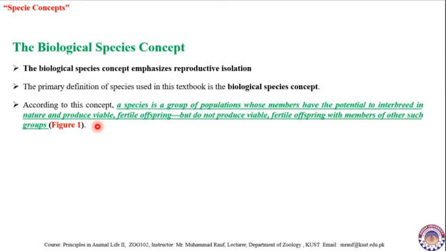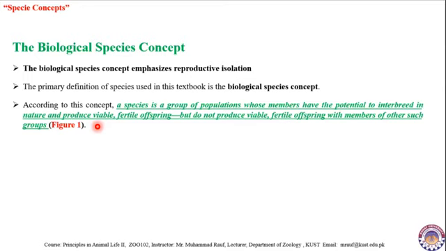I repeat it again. Two individuals will belong to the same species if they are able to interbreed and produce fertile offspring. If they are unable to do so, then we will not recognize them as a single species.